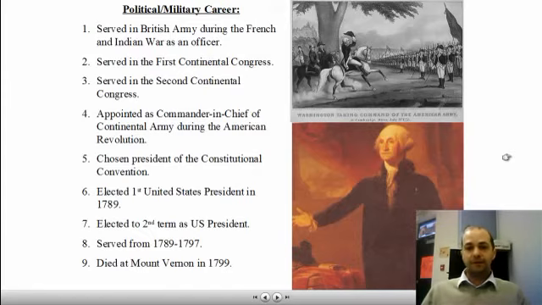He led the Army through the American Revolution into the new nation. He beat the British, with help from many others, and he was eventually chosen as the President of the Constitutional Convention. So he was a military leader, a political leader, and eventually he becomes our national leader as the first United States President in 1789. He was also elected to a second term as U.S. President, and all said and done, he served from 1789 to 1797. After retiring to Mount Vernon in 1797, he died 2 years later.